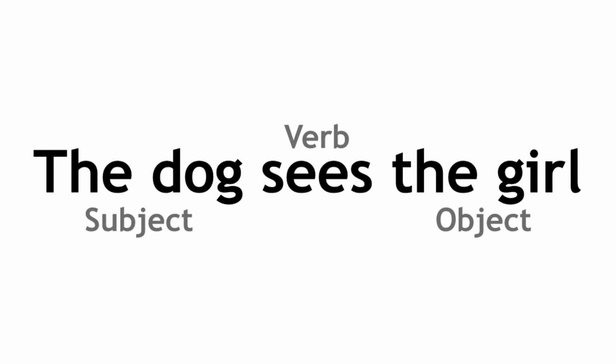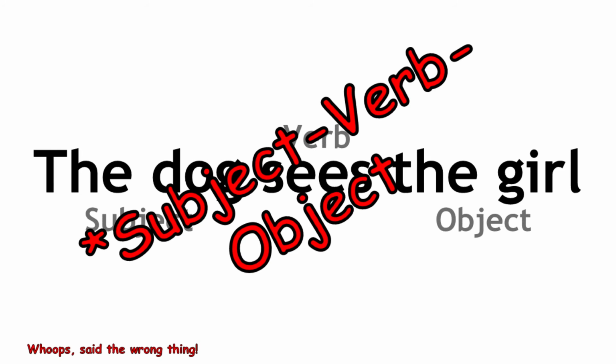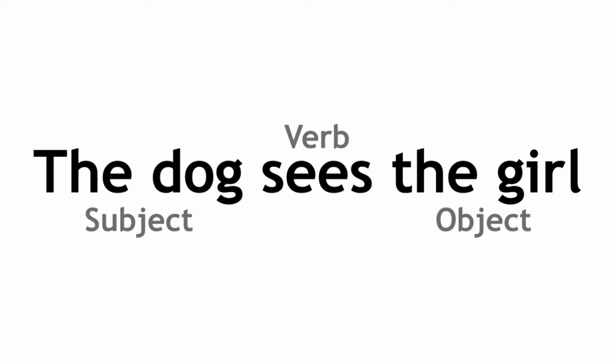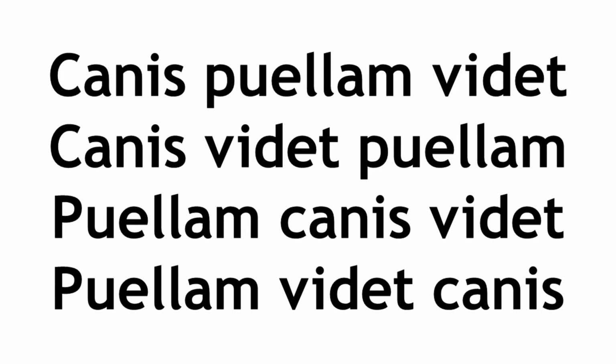We term the doer of the sentence the subject, and the receiver of the verb the object. The default order in English is subject, verb, object, and this is how we determine what's going on in the sentence. Now let's look at an example in Latin.